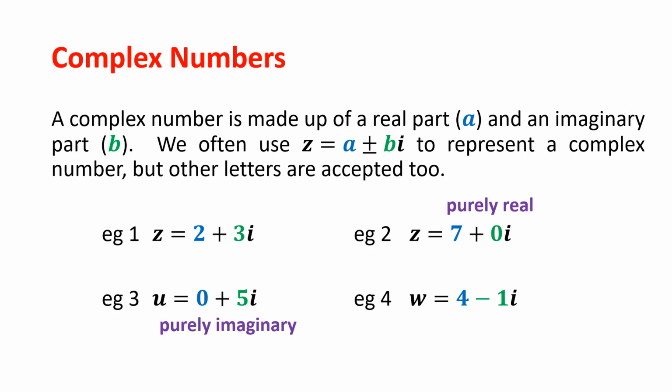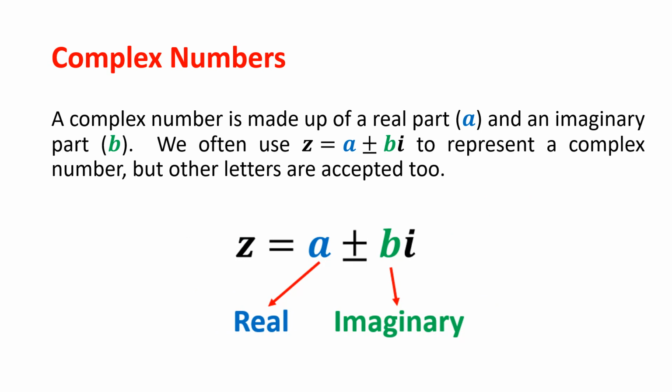Example 2 is called purely real because we have 7 real parts and no imaginary parts. And example 3 is called purely imaginary because we have no real and 5 imaginary parts. So when we write a complex number, we have a real component and an imaginary component.